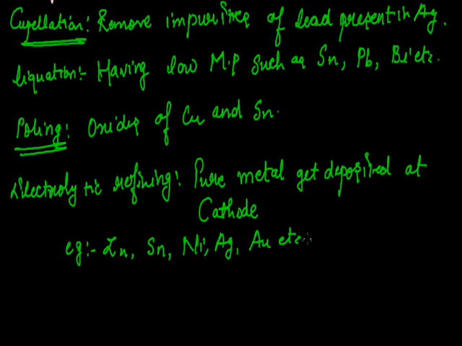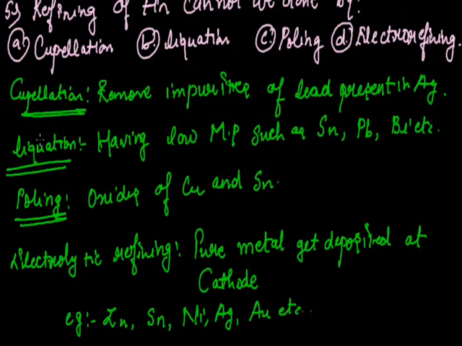So among the given processes, the correct option is cupellation, because cupellation is generally used to remove the impurities of lead present in silver, and the refining of tin can be done by the remaining three processes, that is liquation, poling as well as electrolytic refining.